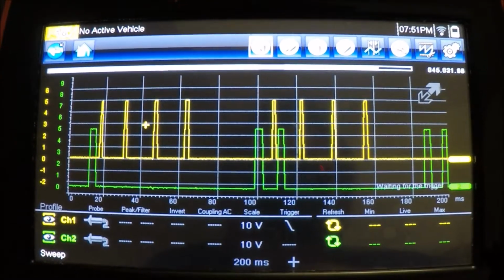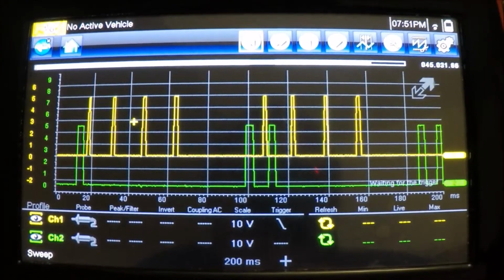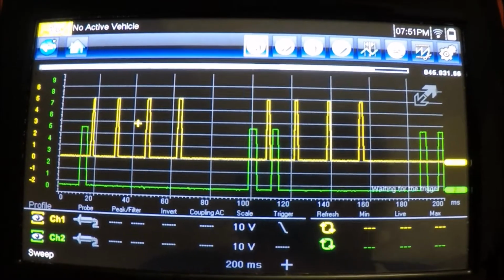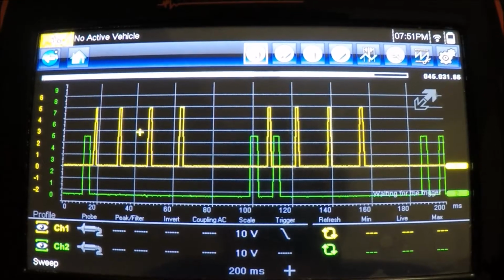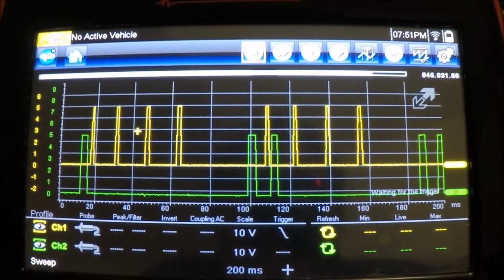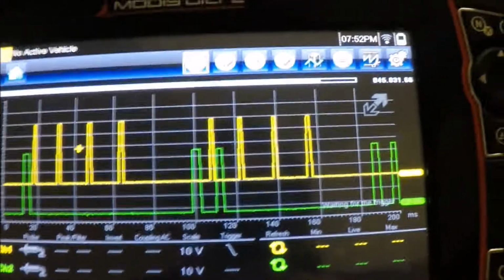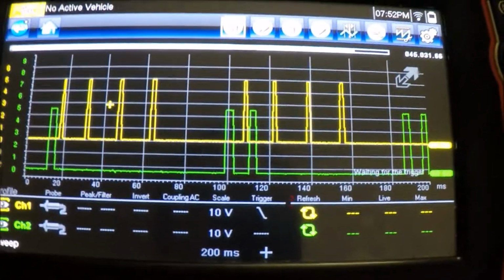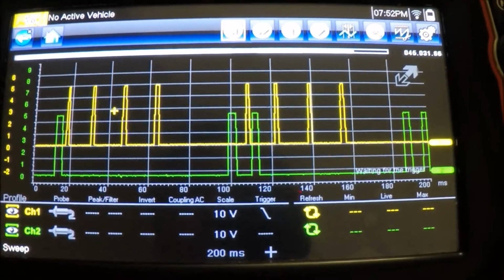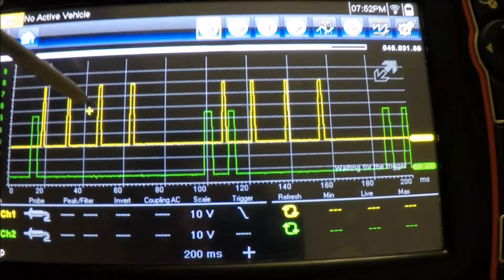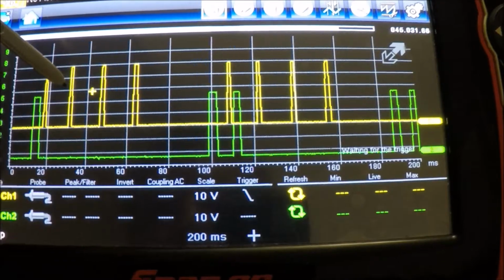All right, guys, we got another lesson planned for today. What you're looking at here is the Modus Ultra, and we're on voltage. We're going to look at a car that does not run, and it has cam codes. I'm pretty sure, this was last year, it was a Dodge Dakota or something Chrysler. And so what we did was, we have the yellow channel 1 on the crank sensor.